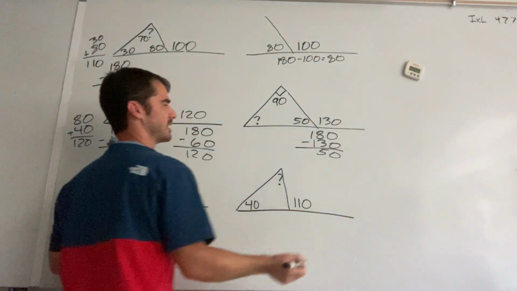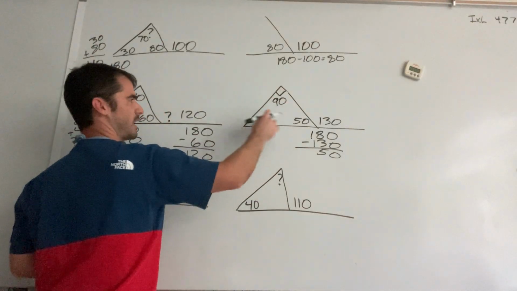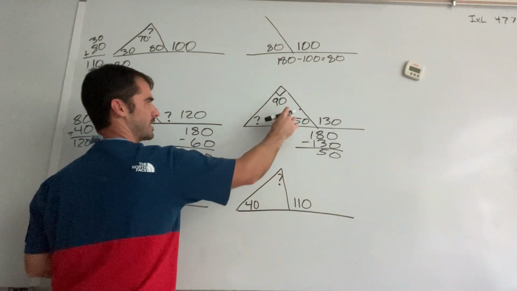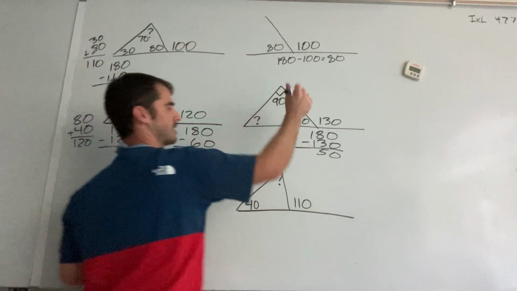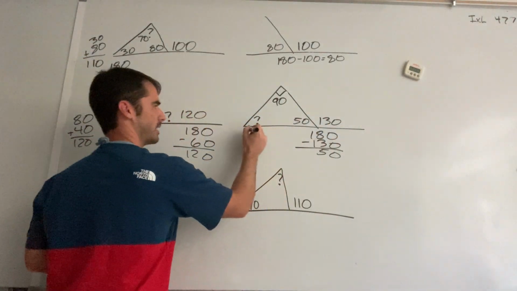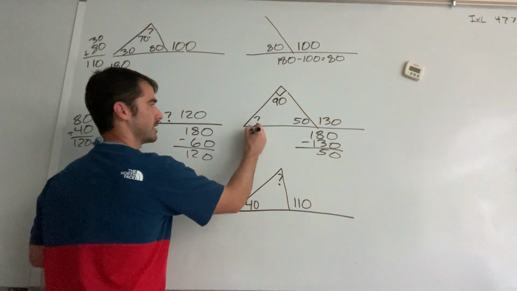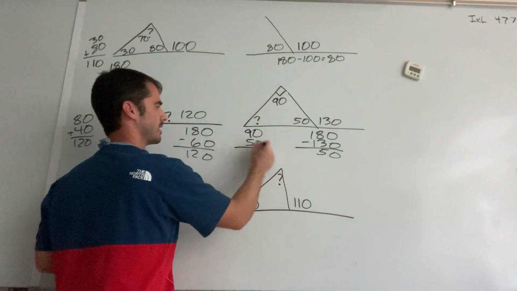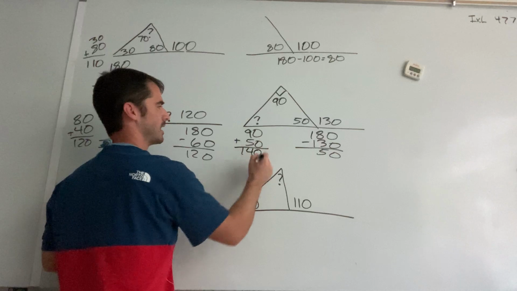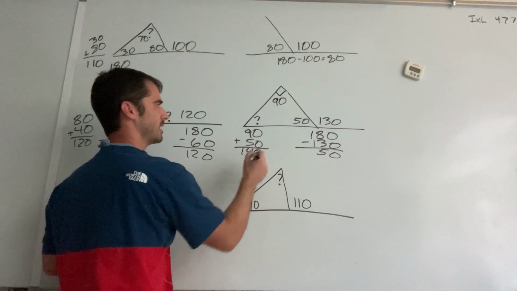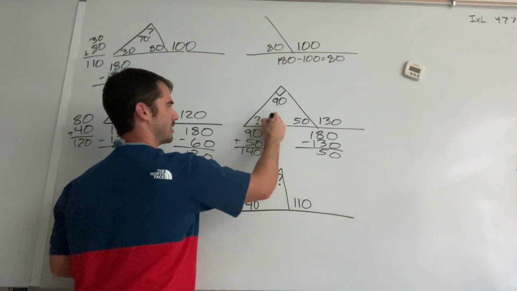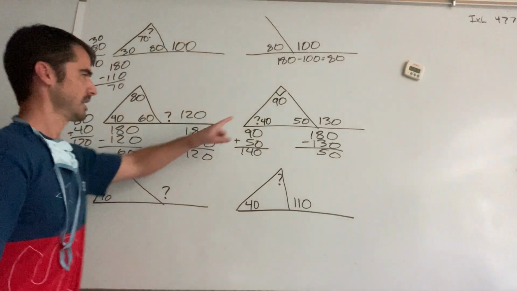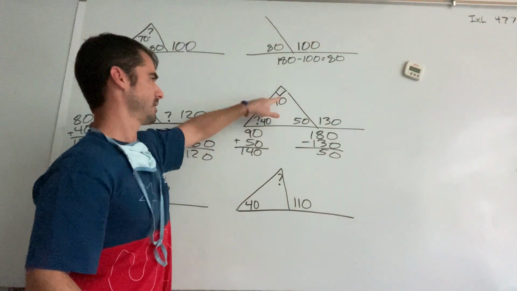This side's 50. So now I'm inside my triangle. I've got two of my three numbers. I can add those together. Let's go right here. Okay, so I can go 90 plus 50. I can add those two together, get 140. And if I subtract that from 180, I'm going to get 40. And again, there is 180 degrees there.